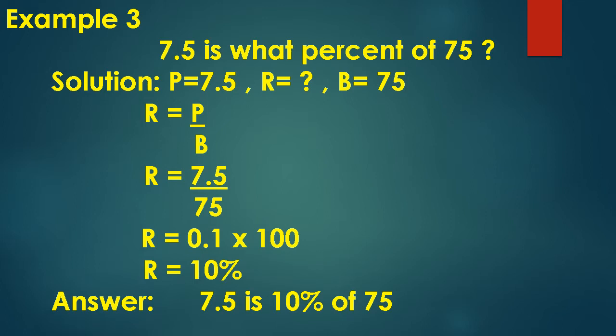The answer is 1/10. Multiplied by 100, so the answer is 10%. Decimal changed to percent, so it becomes 10%. The answer is 7 and 5/10 is 10% of 75.